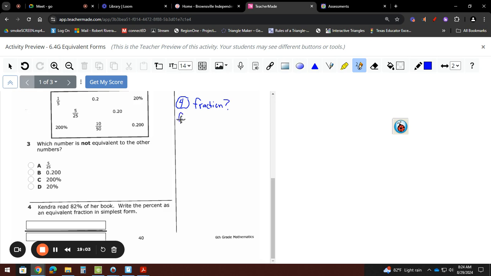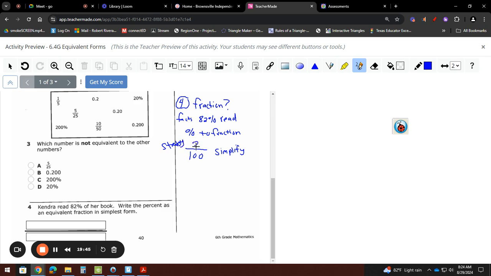The facts is that there's 82% that she already read. And they want to know what fraction represents that. So we're going from percent to fraction. Now our triangle strategy tells us that when we go from percent to fraction, we're going to put the number over 100, and then we're going to simplify. That's the strategy.